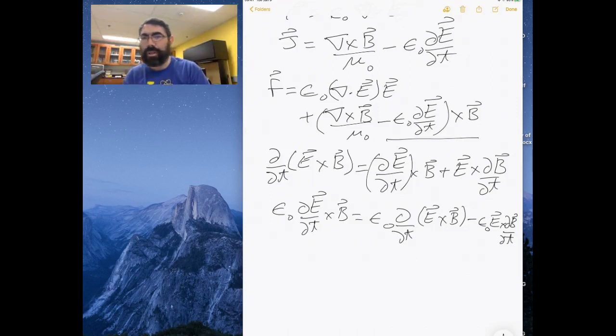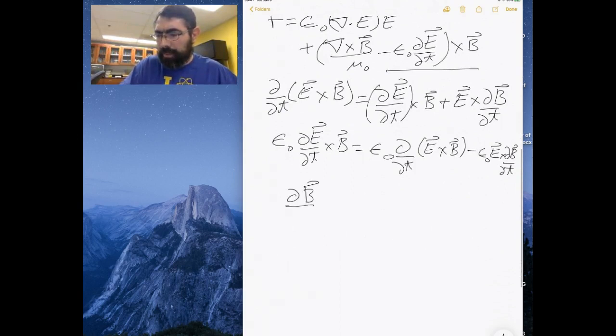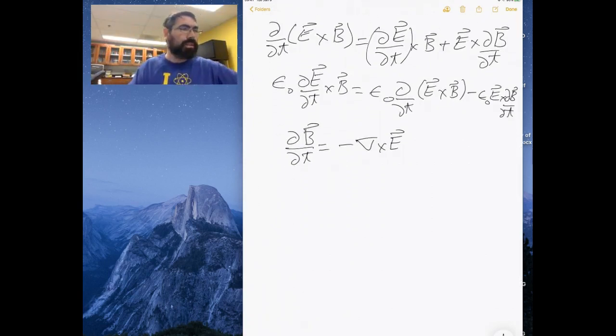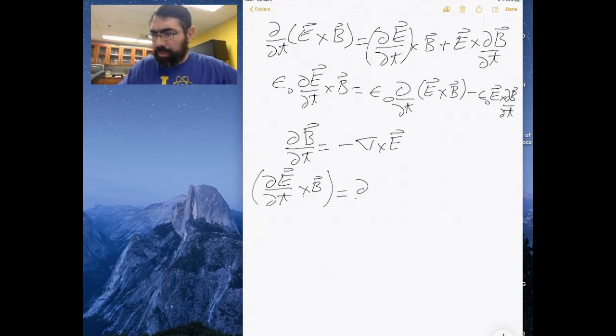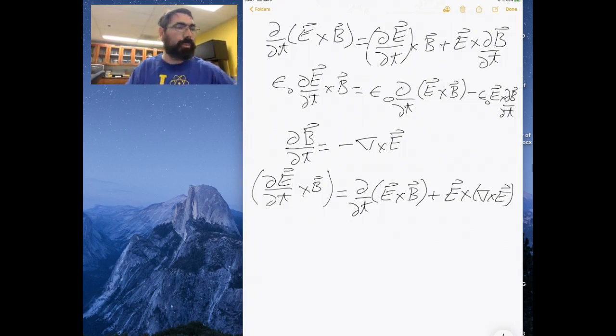You may think that's not really helping, I'm just adding more terms, but we do have an equation for the time derivative of the magnetic field. That's Faraday's law. Faraday's law says that the time derivative of B is equal to minus the curl of E. So what do we get? If I don't worry about the epsilon naughts for a while, the time derivative of E crossed into B, which is what we're trying to substitute away, is equal to the time derivative of the quantity E cross B plus E crossed into the curl of E, like so. So the minus signs cancel.